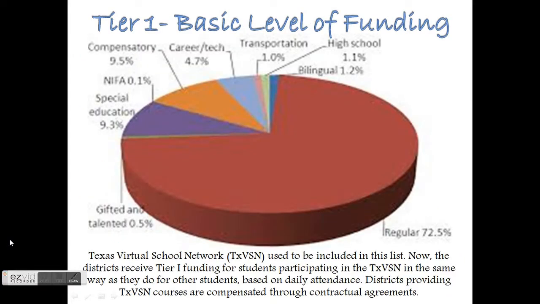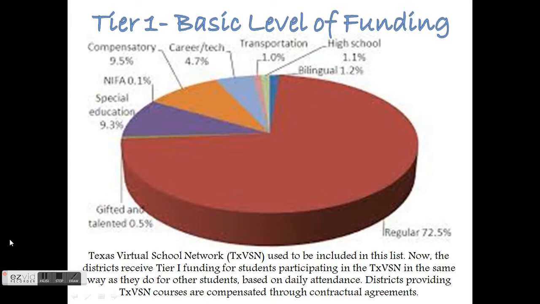So here's Tier 1, and of course it is the basic level of funding, and here are the several allotments that it does include. If you take a look, the red portion is all for the regular students. Then we have smaller portions for the gifted and talented, special education, career and technology, high school, and bilingual and ESL, and some other ones.